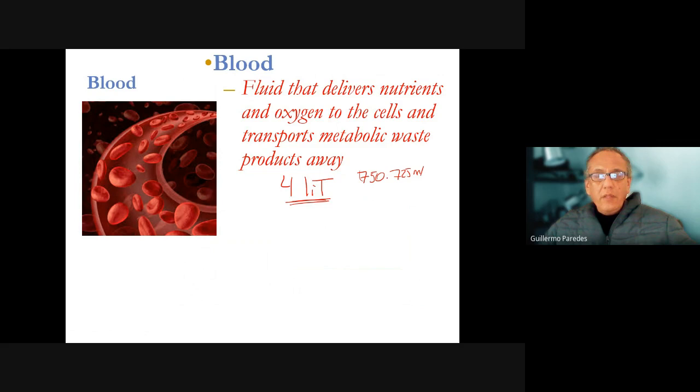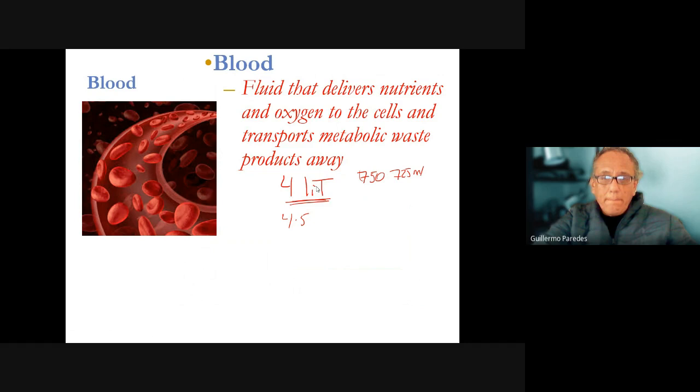So if you take 4.5 bottles of wine, imagine carrying 4 bottles of wine and a half, basically 4 to 5 bottles of wine, that is the volume of blood that we have in our body. So just to make it easy to remember, 4 to 5 liters, I'm going to use 4 liters for teaching purposes. Okay? You okay with that?